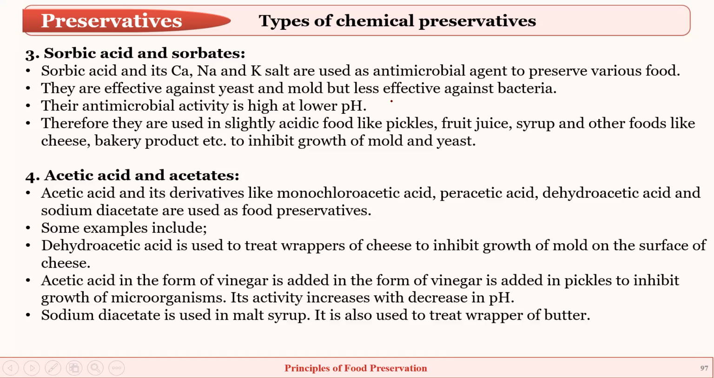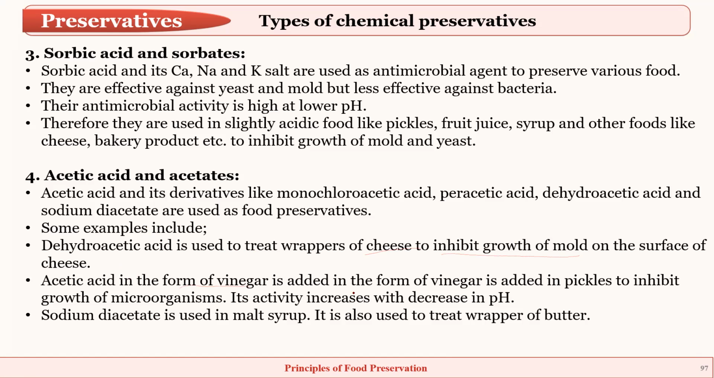Acetic acid and acetates and its derivatives such as monochloroacetic acid, peracetic acid, dehydroacetic acid, or sodium diacetate are also commonly used as food additives. Some examples include dehydroacetic acid, which is usually used to treat the wrappers of cheese, so that it is not directly added in cheese, but to wrappers of cheese which can then inhibit growth of mold on the surface of the cheese.